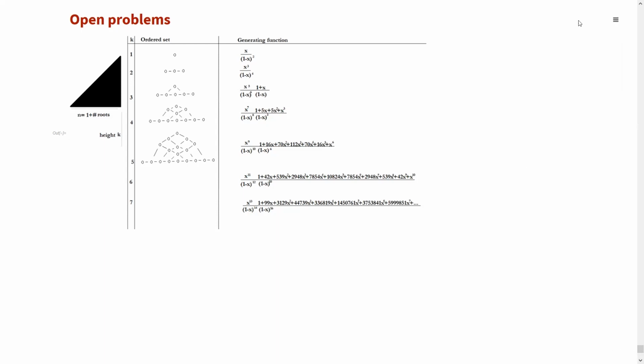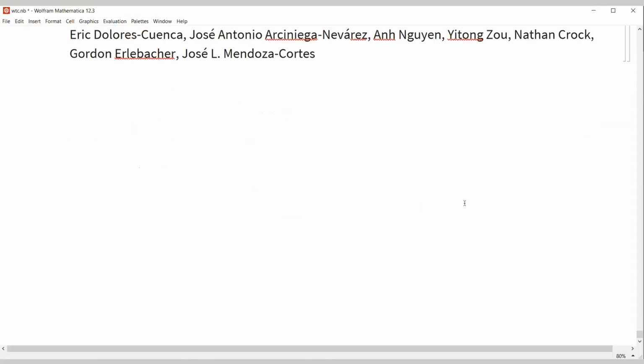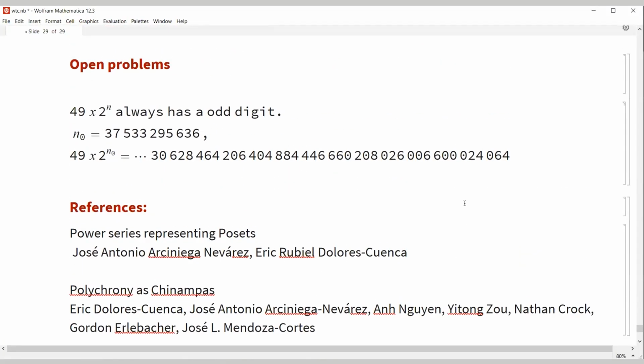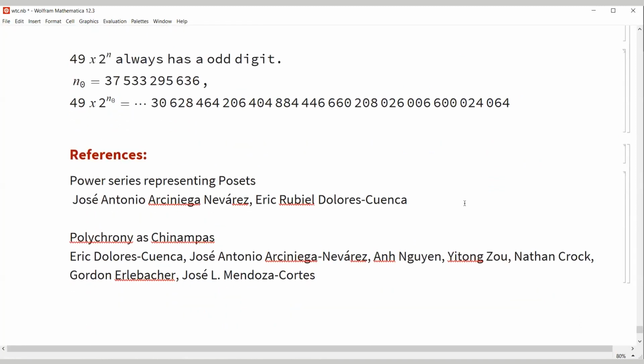I wanted to conclude my presentation by saying that there is another open problem that appears in our investigation. We believe that 49 times 2 to the n always has an odd digit. We have made experiments and we have shown this is true for n up to this number. So in particular, in this case, here is the odd digit. This is a problem related to the theory of Chinampas, but it's still an open problem.